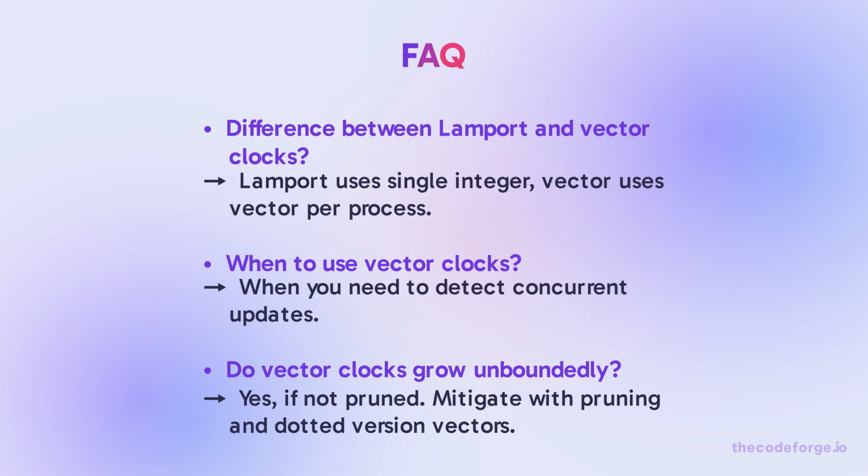Difference between Lamport and vector clocks: Lamport uses a single integer, vector uses a vector per process. When to use vector clocks: when you need to detect concurrent updates. Do vector clocks grow unboundedly? Yes, if not pruned. Mitigate with pruning and dotted version vectors.